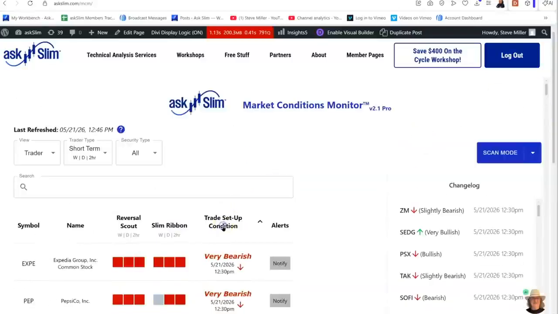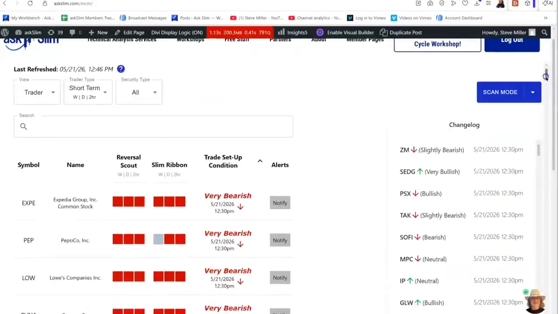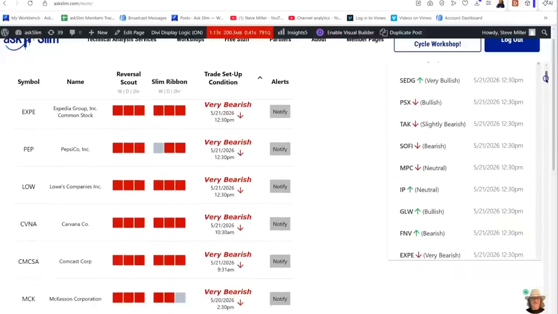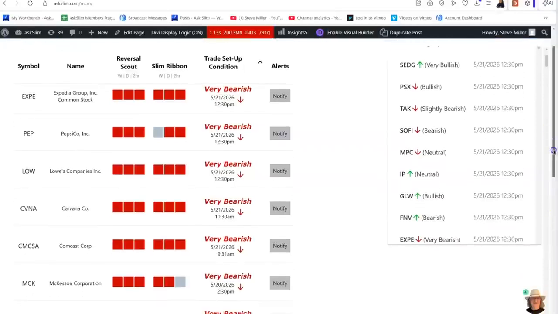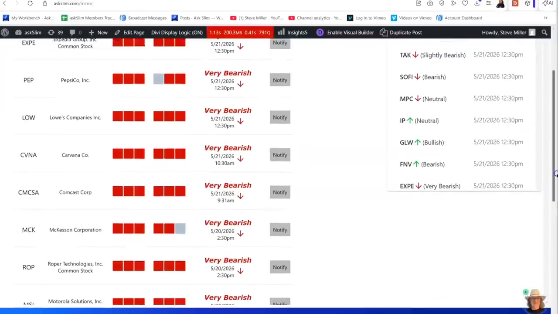And if I click on trade setup condition again and look at the ones that are very bearish, you can see right there that Expedia, very bearish, Pepsi, Lowe's, a lot of retailers are not looking specifically great. Maybe Walmart, of course, has been a different case. Carvana, Comcast, McKesson, those are all very bearish when you look at that.